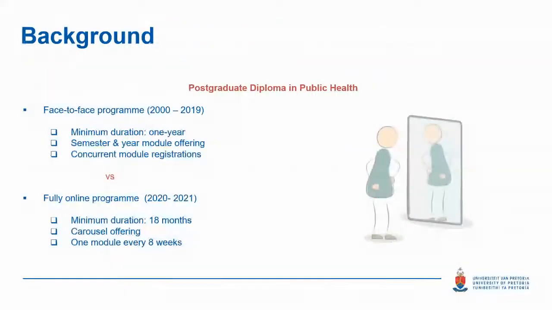As a background of the program which I have chosen today, there's a postgraduate diploma in public health. I am comparing data from the 20-year face-to-face iteration of that program versus the 18 months of the fully online. The face-to-face program was a one-year course offered in semester and year module offerings, and students would then register for several modules concurrently. In the online program, it is offered in a carousel offering, one module every 8 weeks.